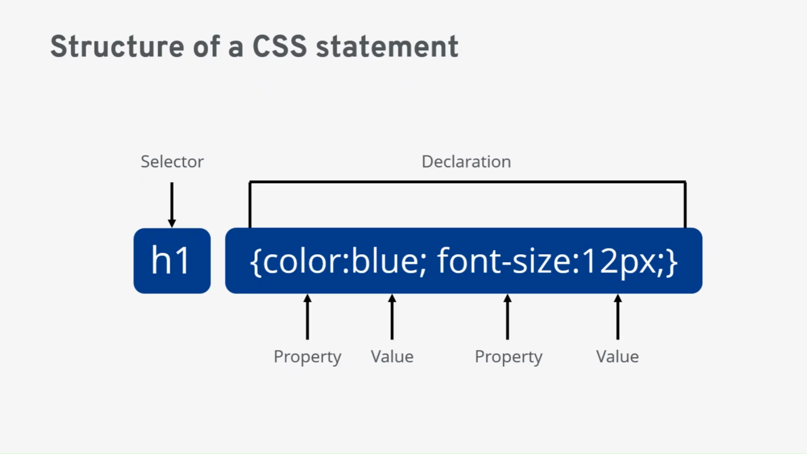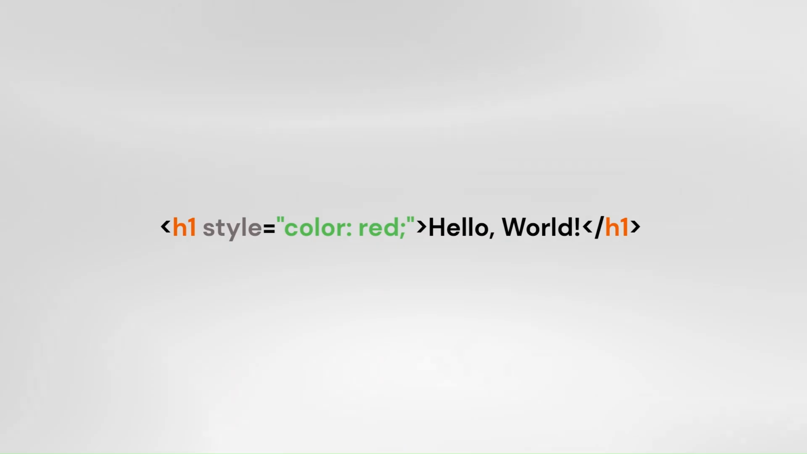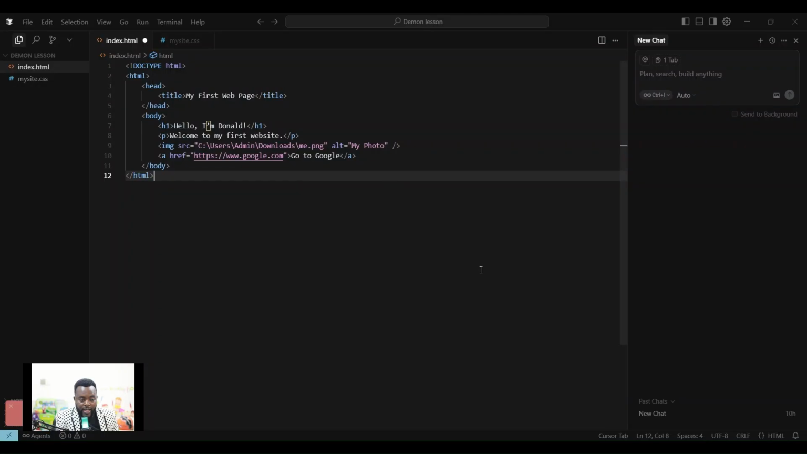CSS has two parts. One, selector, which element you want to style. And two, declaration, what style you want to apply to that element. This line of code is a CSS code. It makes all our H1 text blue and 24 pixel big. This is inline CSS. Only this line of code will be red. And now back to our code.